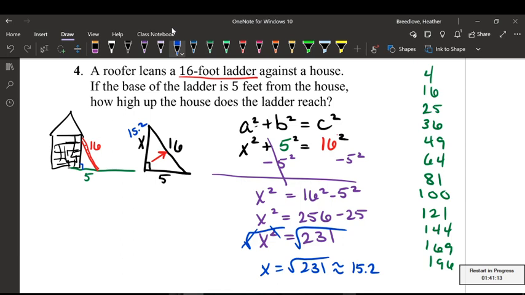If I got like 17.2, that would not make sense, right? Because that was higher than the ladder could reach even if it was standing straight up. The ladder's not that long. But if it's shorter, then if I had the ladder and I pull it out from the bottom, that makes sense. It's almost 16 foot, but not quite. So yes, it makes sense. So that's my answer.